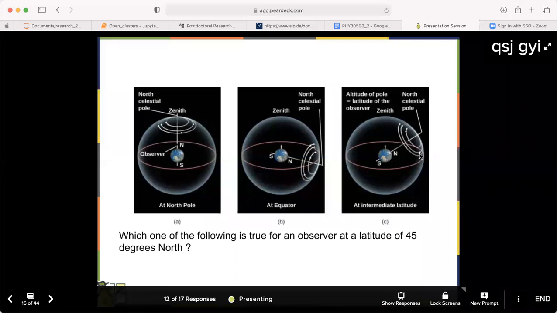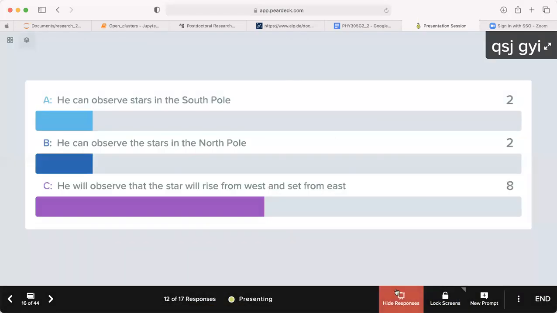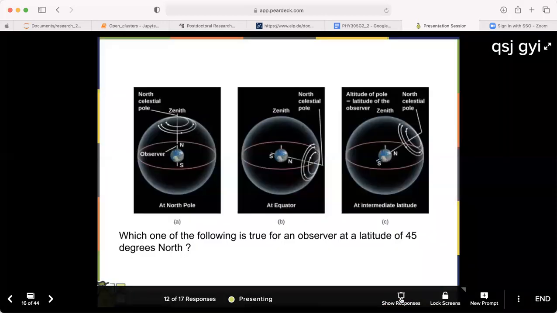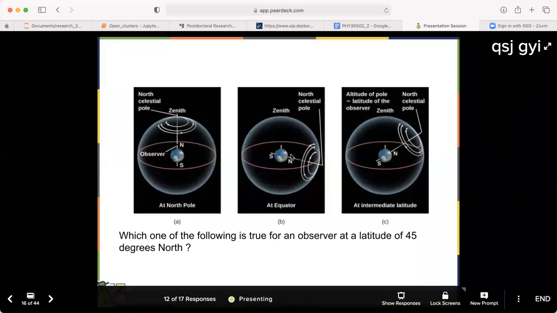And you can clearly see that if you understand it from the image, that the first answer, he can observe the stars in the South Pole, right? Can he do that? Because he is now in the 45 degrees north latitude, right? So the South Pole should be below his horizon, because the only way that you can see the South Pole is if you are on the celestial equator, like this situation right here.